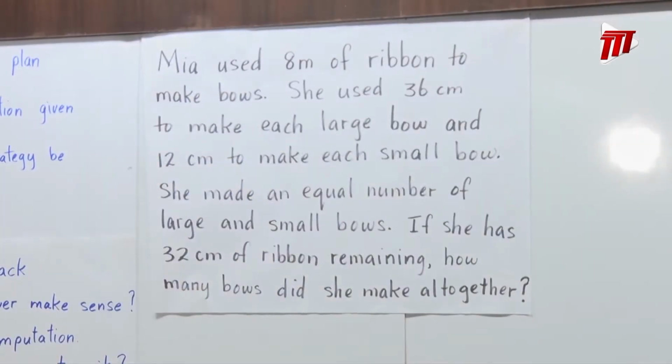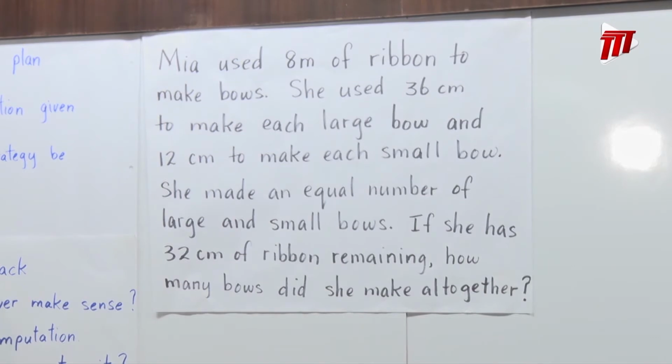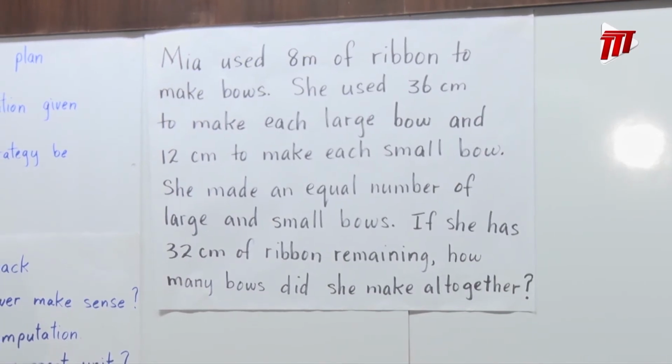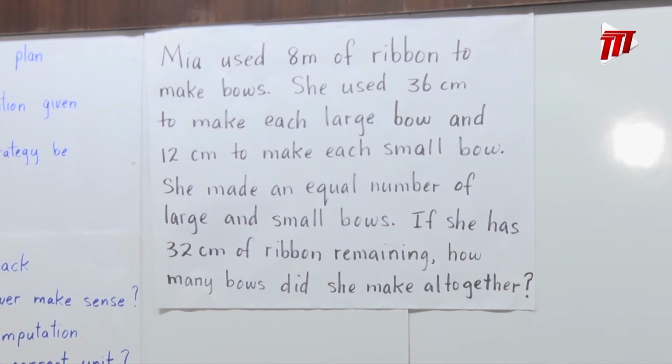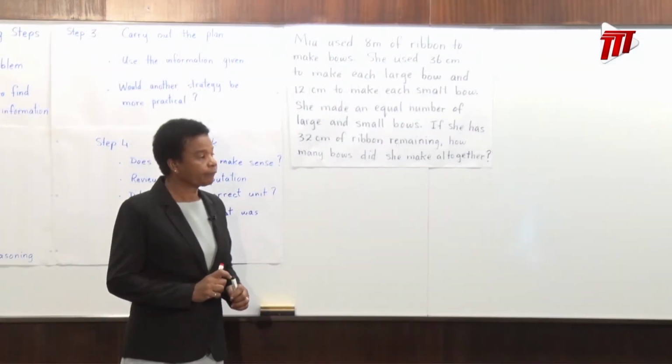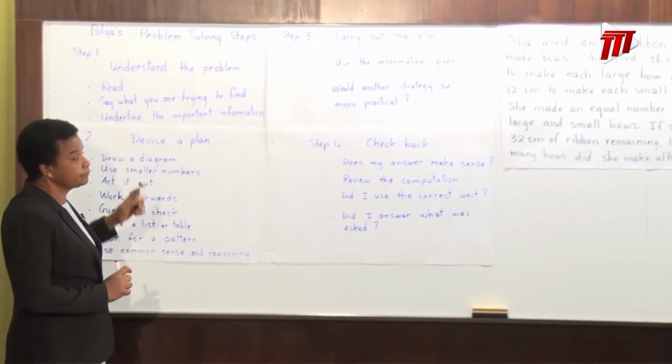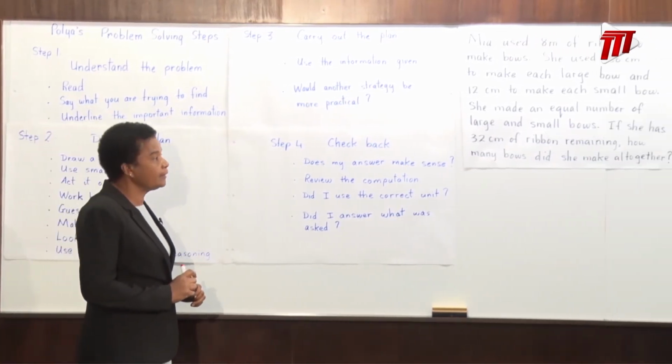Mia used 8 meters of ribbon to make bows. She used 36 centimeters to make each large bow and 12 centimeters to make each small bow. She made an equal number of large and small bows. If she has 32 centimeters of ribbon remaining, how many bows did she make altogether? So we're going to read it again, just to ensure that you understand the problem.